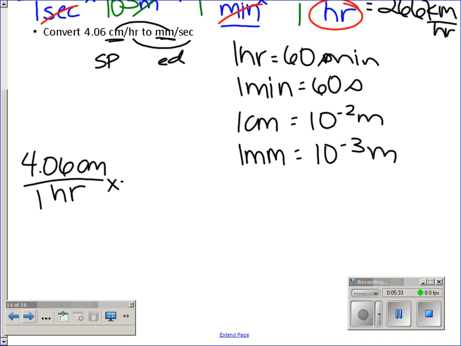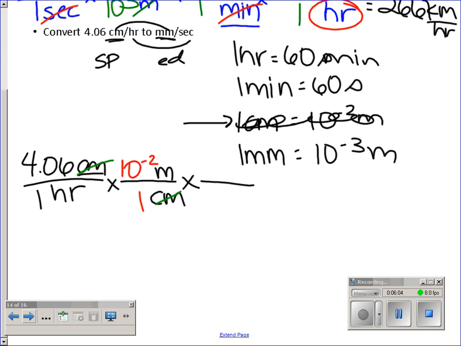Let's go ahead and convert the top first. If centimeters is on the top in my starting point, it has to be on the bottom. Find the equivalence measure with centimeters. So if centimeters is on the bottom, meters must go on the top. Plug in the values that belong. 10 to the negative second meters is equivalent to 1 centimeter. Centimeters cancel, I'm left in meters per hour. And I've used this equivalence measure.